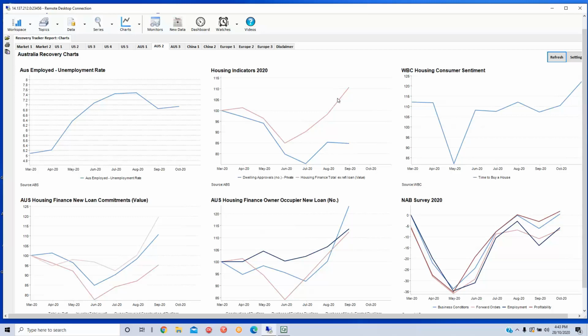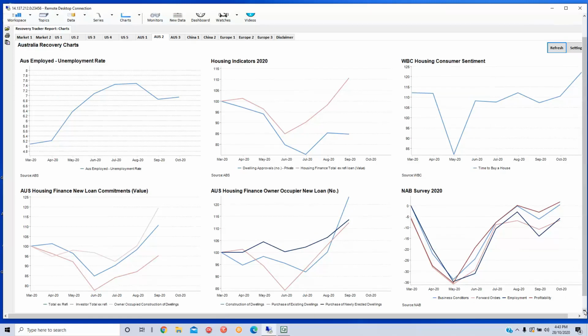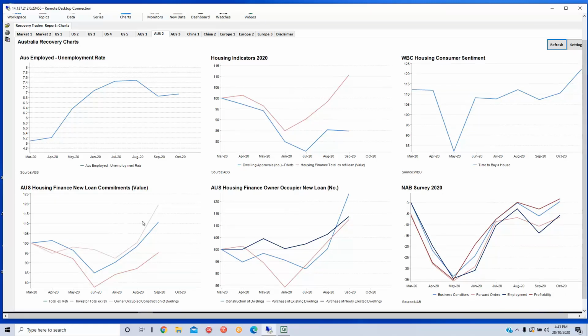Housing indicators, similar to the US, housing finance has picked up quite strongly. It's about 10% above pre-COVID levels, led by owner-occupiers, particularly in the areas of construction, which I think we should show here. Construction's up there, and this is construction here, showing it up about 20% in value and about 25% in the number. The NAB survey is also basically back to where it was.